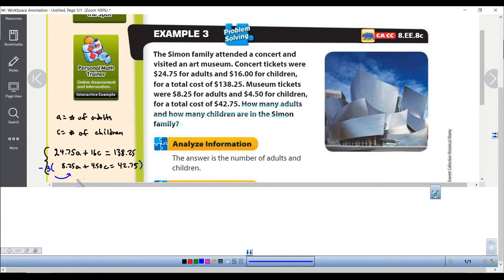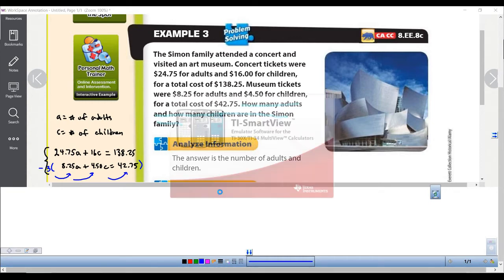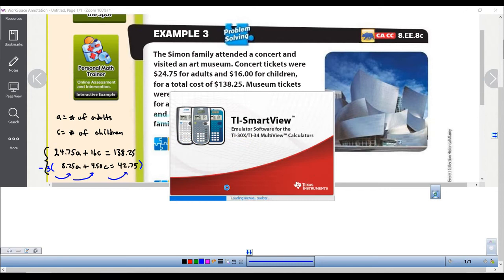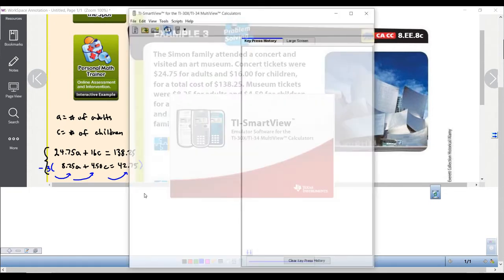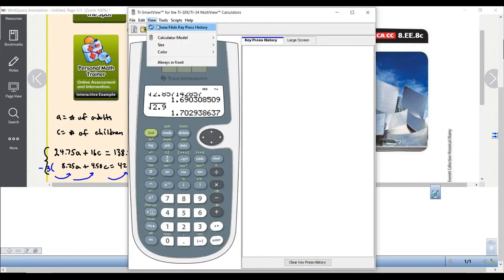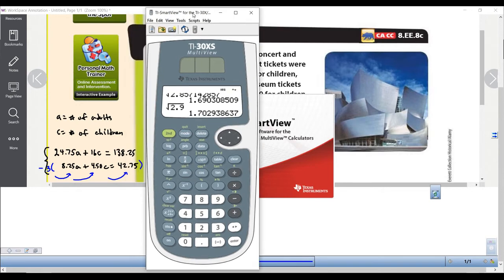So that's what I'm going to go ahead and do. I'm going to take this bottom equation and I'm going to multiply everything by -3. Okay, and once again, I did not open my calculator before I started the video. You would think I would get this down one of these days. All right, so here we go.